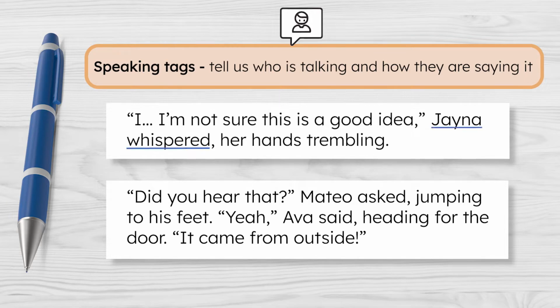This one tells us that Jaina is the character talking. And how is she talking? She's whispering because she's nervous and unsure. We have two speaking tags in this part. The first one lets us know Matteo is talking. The word asked tells us he's asking a question. Then it switches to Ava. Ava said. Said is a common word you'll see in these speaking tags. Without speaking tags, we wouldn't know which character in the conversation is talking.